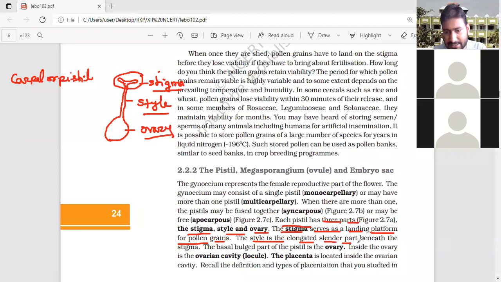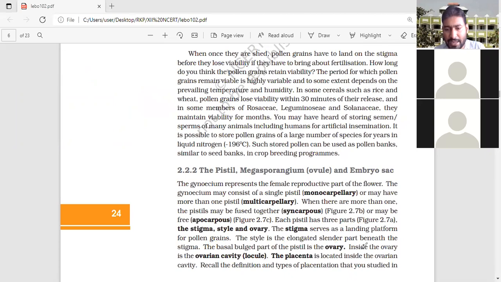The style is the elongated slender part beneath the stigma, and it is involved in the connection between stigma and ovary. The basal bulged part of the pistil is called the ovary. Inside the ovary, the ovarian cavity is known as the locule. Suppose I'm drawing the structure of the ovary. So this is the ovary. In the ovary, they have locules, different locules. This is called the ovarian cavity or locule.